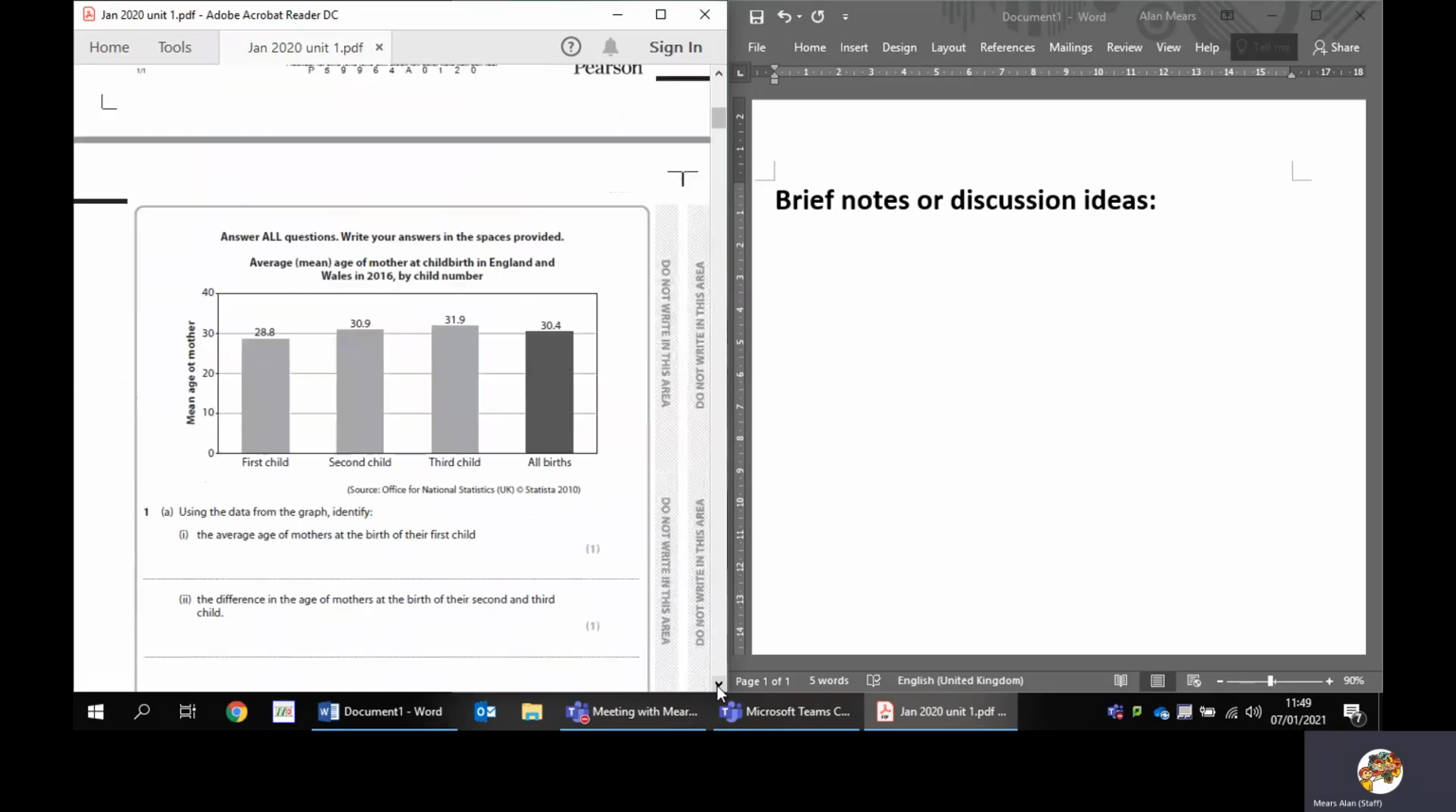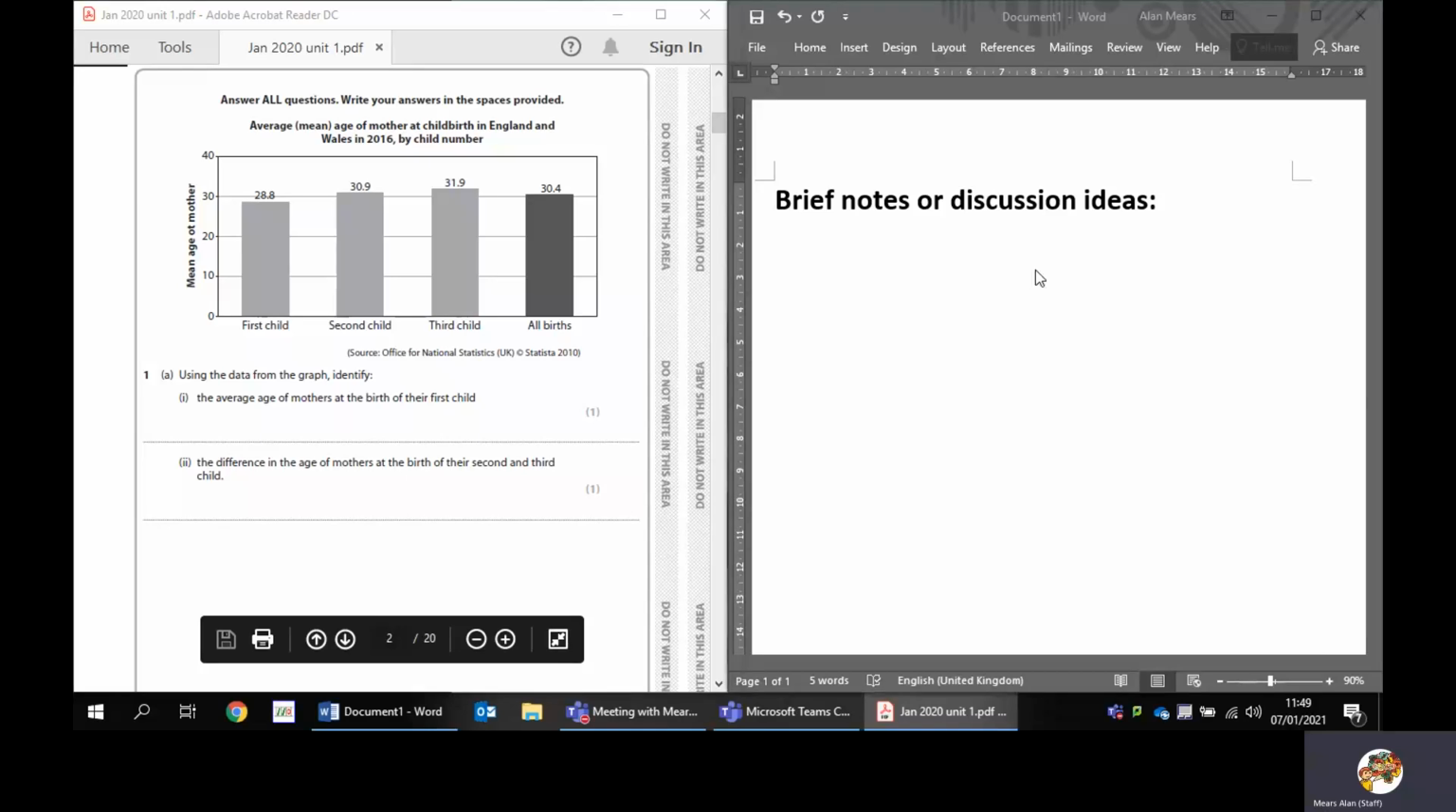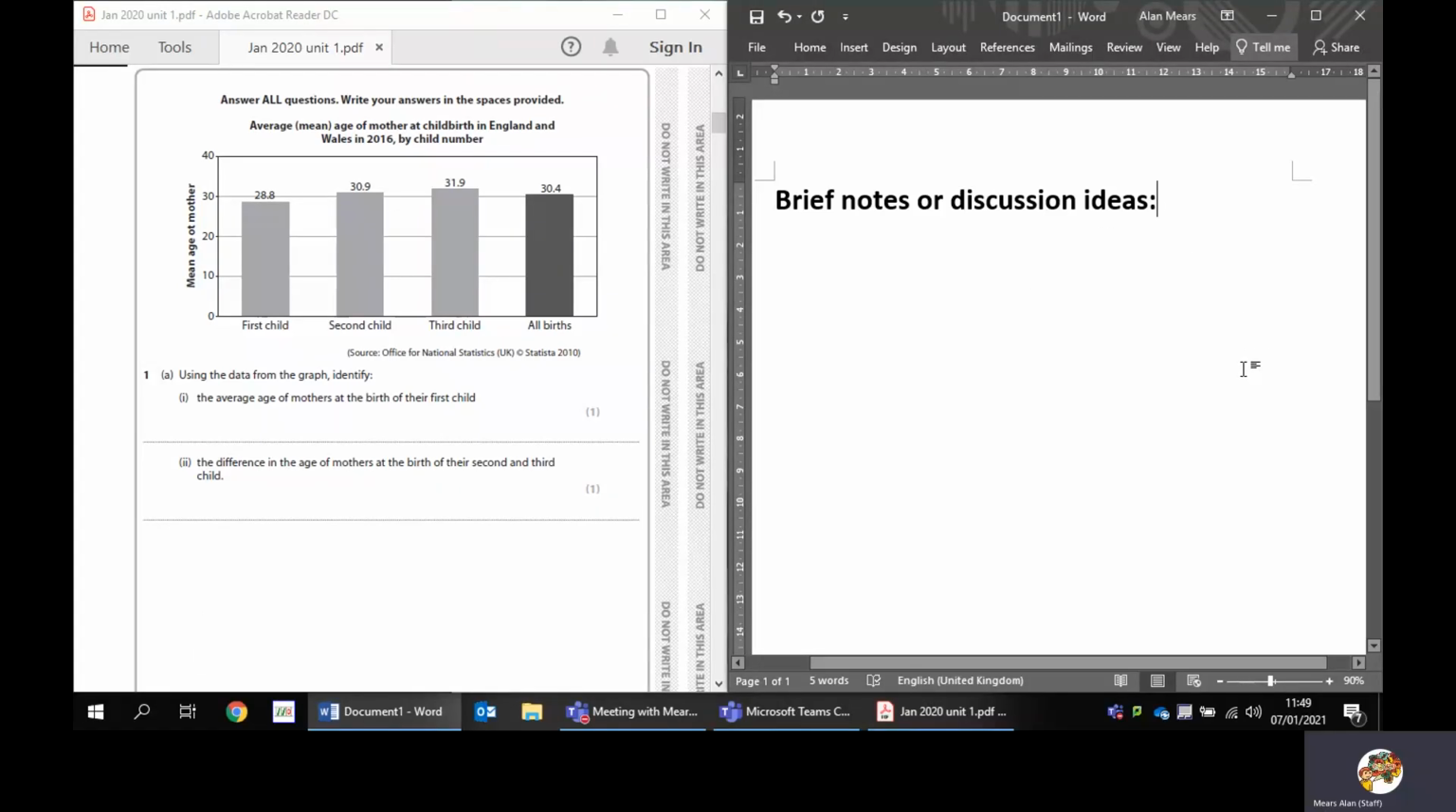So let's take a look at these questions. The first one here, we've got a graph, as we tend to have with these bar graph questions. It says the average mean age of mothers at childbirth in England and Wales in 2016 by child number. And the first question, 1A, average age of mothers at the birth of their first child, we can see is 28.8. That's what the graph tells us.